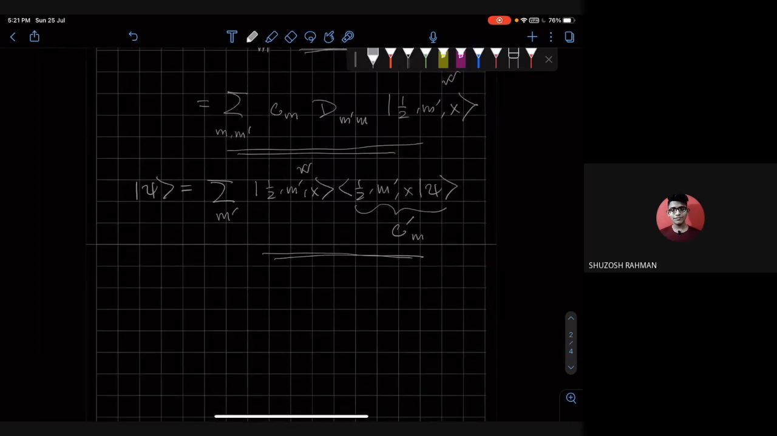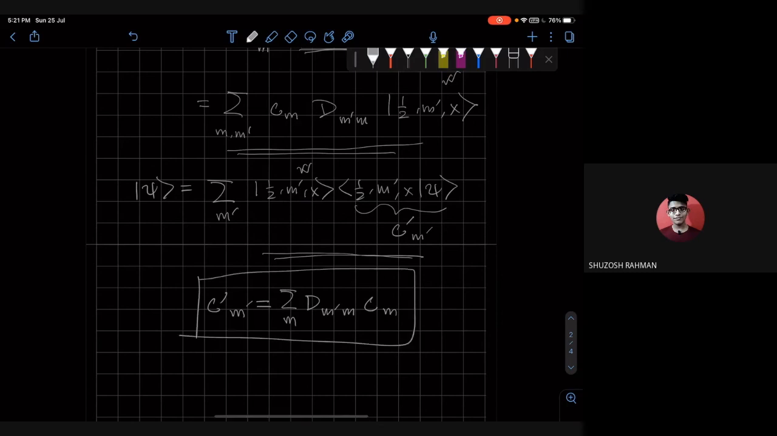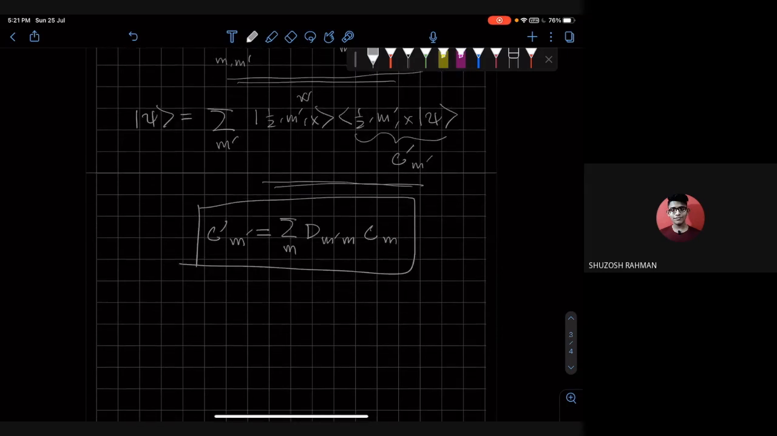If I equate the coefficients, I find that C prime of M is equal to D M prime M summed over, so see, this should be M prime, right? Yeah, M prime. And summed over M, C of M, right? So this is a linear transformation. This is a matrix equation. Okay?